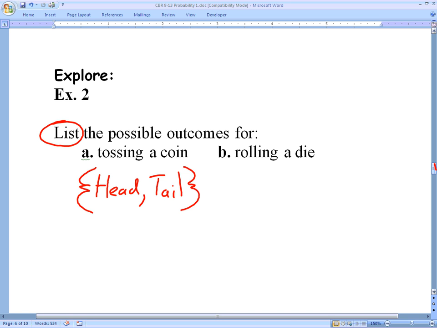Rolling a die. Well, assuming it's a standard six-sided die, like there might be in a game of Monopoly, I've got 1, 2, 3, 4, 5, or 6 dots showing on each side. Those are my only possibilities. All right, so those are sample spaces. Those are all the different outcomes. I can roll a die all day long, but I'm only going to get 1 through 6 each time I roll it.